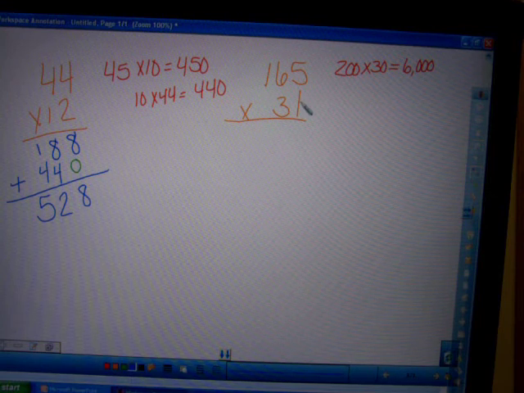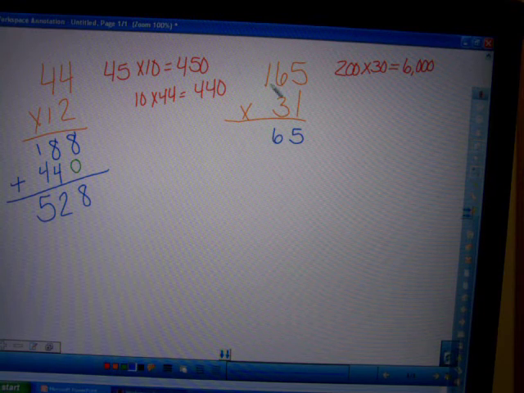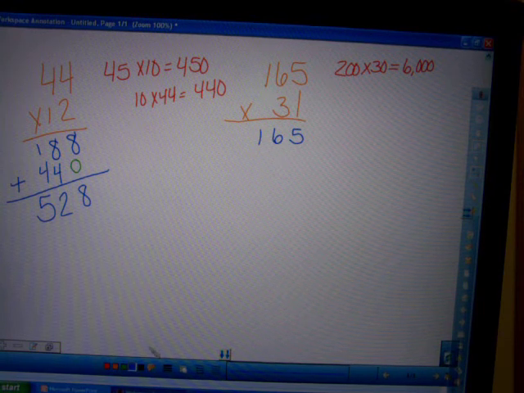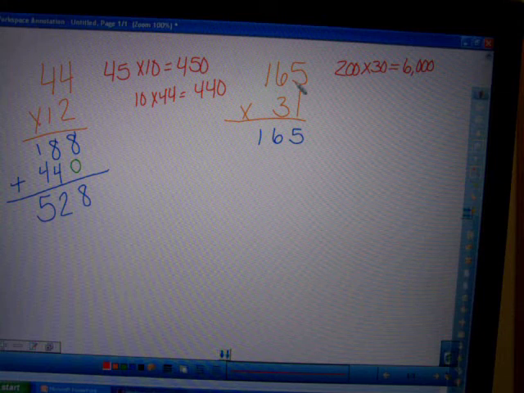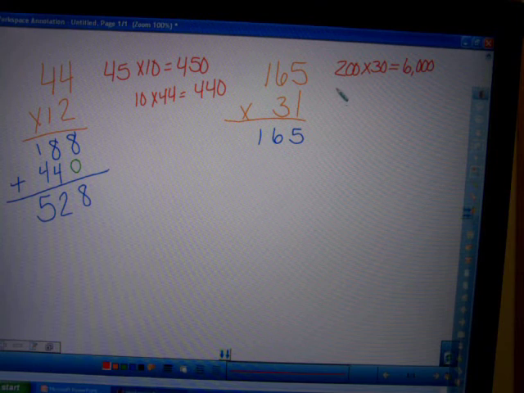Then when I go through and multiply 165 times 1, well, that's real easy. That just gives me 165. But now when I go through and multiply 165, I'm really multiplying 165 times 3. So to get that amount, when I multiply 165 times 3, I get 4,950.